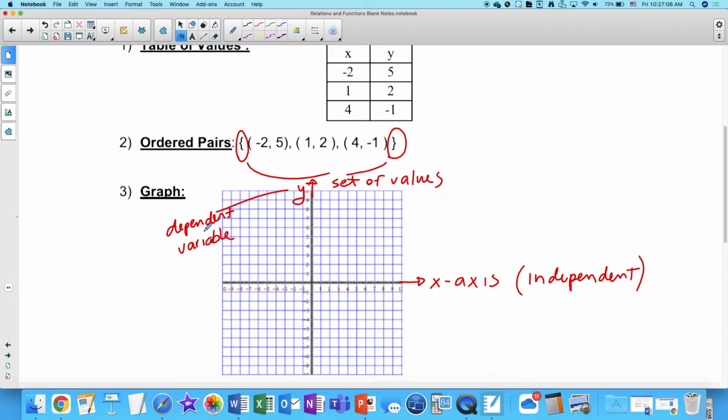So how do we know which goes where? Which one's independent? The independent one always goes on the horizontal axis. And in fact, I prefer to talk about it as the horizontal axis and the vertical axis, as opposed to the x and y axis.